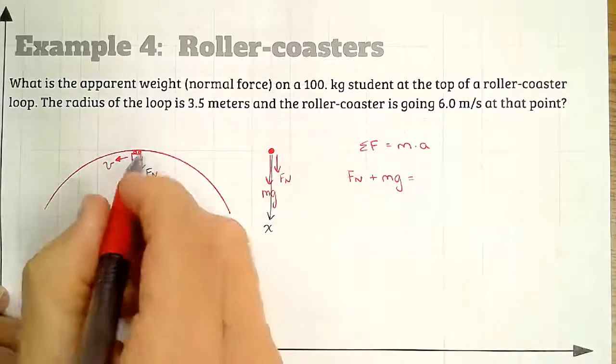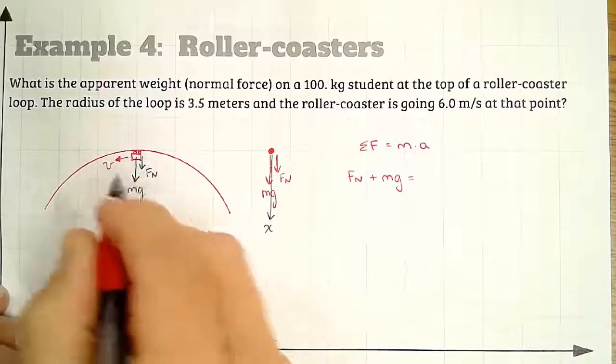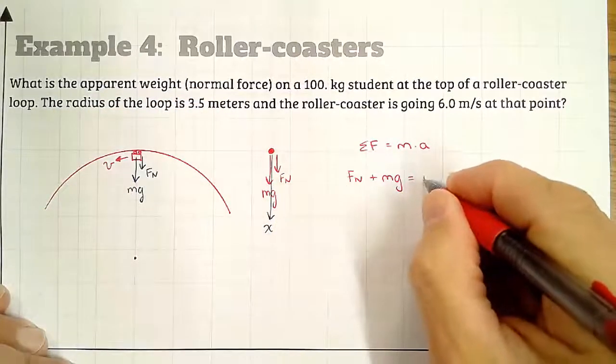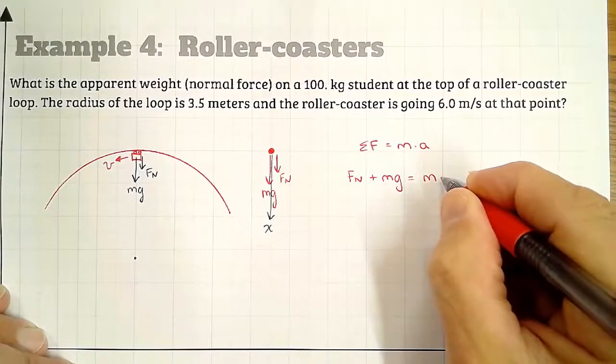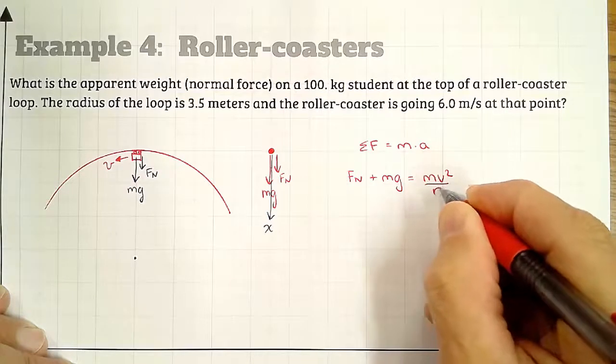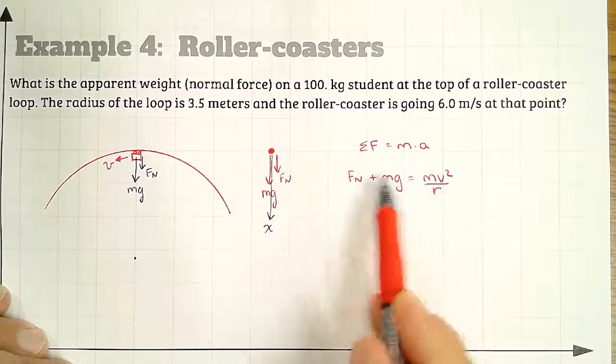Now, the roller coaster is actually moving sideways, but it's moving in a circle, so the acceleration is perpendicular. It's towards the center of the circle. So the acceleration is going to equal the centripetal acceleration, which is v squared over r, times m. So this is how I can apply Newton's law to get my equation.